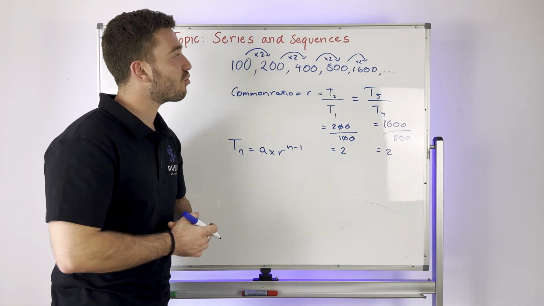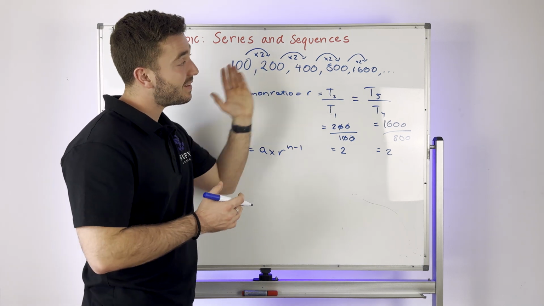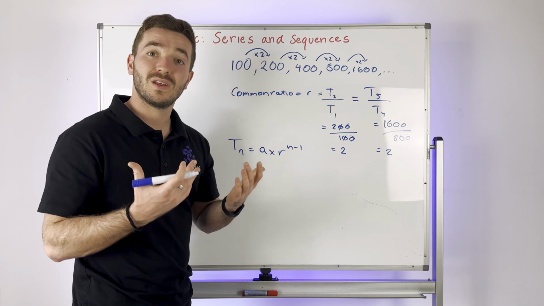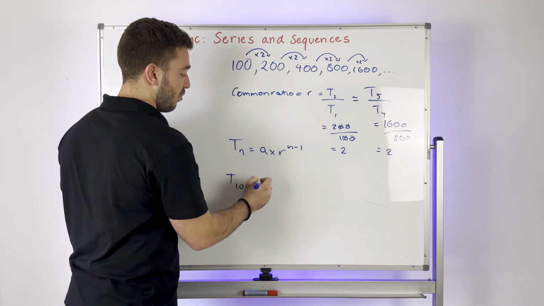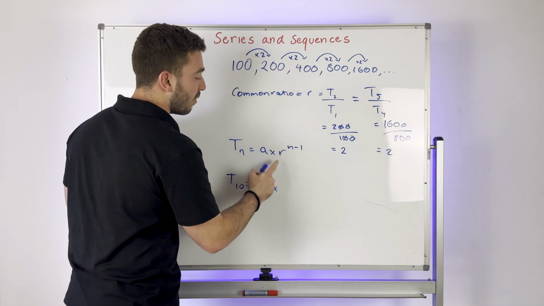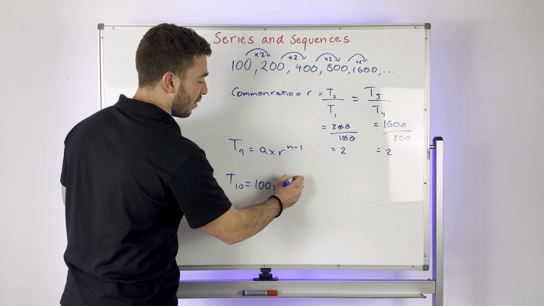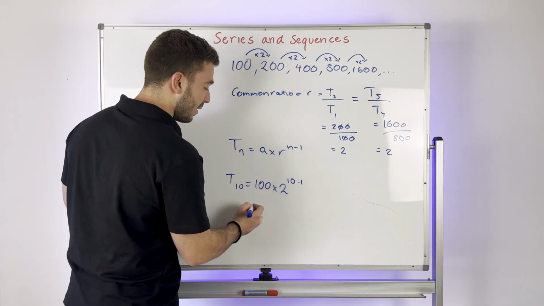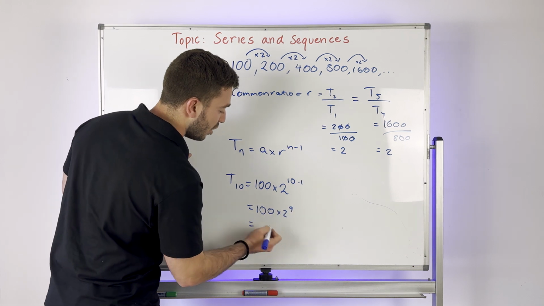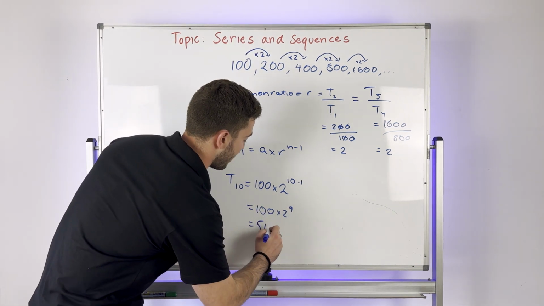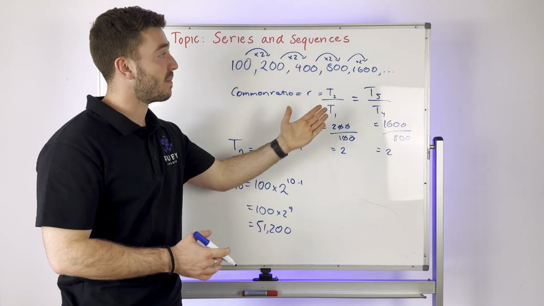So let's do that. Let's try and find the 10th term. How much money do I make on the 10th day of this geometric series? So the 10th term is going to equal the first term, a, 100, multiplied by my common ratio. We know my ratio is 2, to the power of, again, n is equal to 10, minus 1. That equals 100 times 2 to the power of 9. That's just going to give me $51,200. That is the 10th term in this geometric sequence.